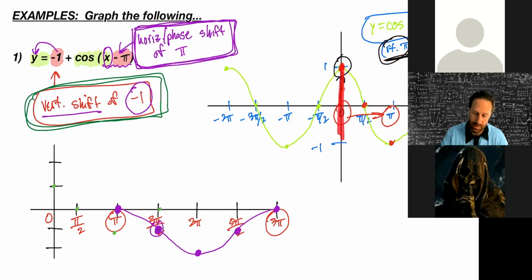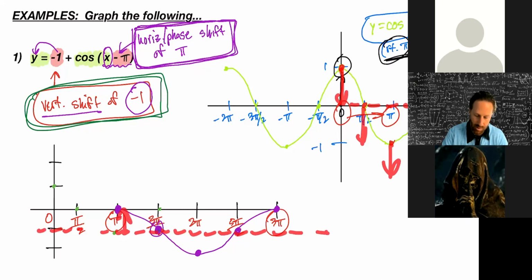So you can see instead of starting at 0 and ending at 2 pi, when I add pi to that, I'm now at pi and 3 pi. And instead of going up to a maximum of 1 and down to -1, I moved everything down, including the x-axis. Hopefully you can see that here. You can see my amplitude is still 1 and -1. There's my 1, 0, -1, 0, and 1 that we had originally. Everything just shifted down 1.